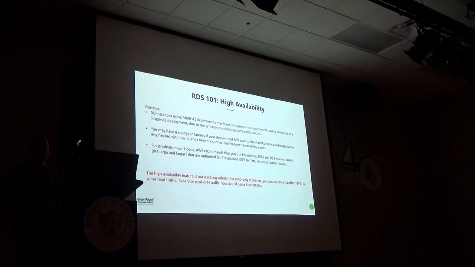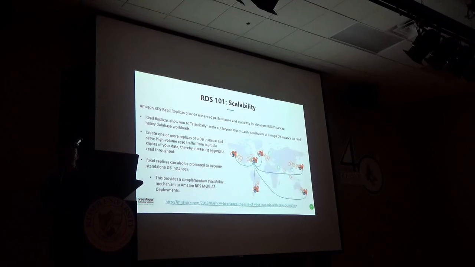All right, so moving on to scalability. So read replicas, read replicas, read replicas. Amazon read replicas provide enhanced performance and durability, asterisk. They allow you to elastically scale. Now, Chris's elastic and my elastic are totally different. RDS is not going to automatically scale read replicas. It's not going to create additional replicas automatically in response to a load. It is a manual process.